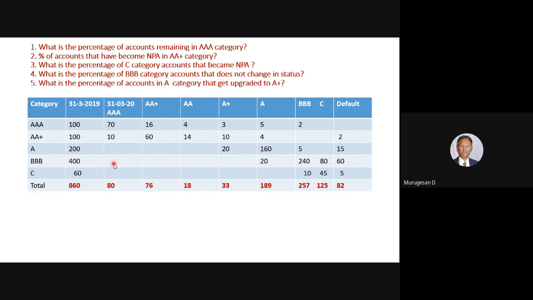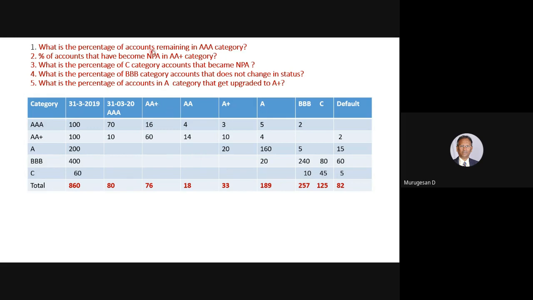Next question: what percentage of accounts retained in BBB? Remaining in BBB, a simple question. 240 divided by 400, put the percentage button. C, 60 accounts were in C, the worst category. Now only 45 accounts still remain. Some 10 accounts upgraded, and 5 accounts gone again to NPA. Total you will get 860, this way or that way.